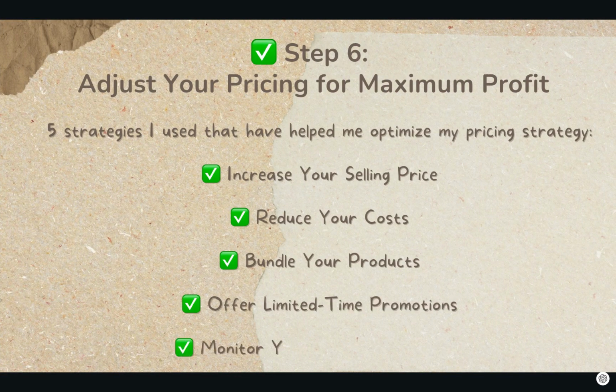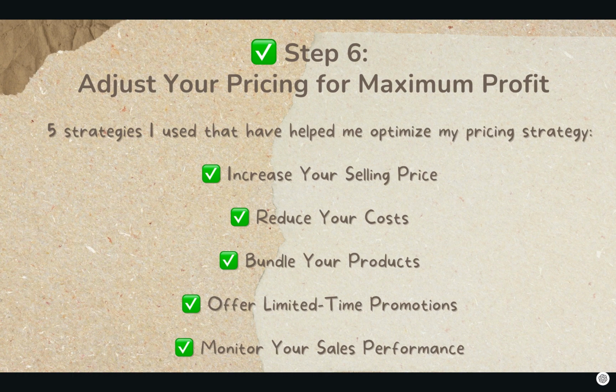And step 6 is to adjust your pricing for maximum profit. And this is where we talk about my favorite 5 strategies that I use that help me to optimize my pricing strategy. First of all, increase your sales price. If your contribution margin is low, consider increasing your selling price to boost your profit. Don't be afraid to charge what your digital files are really worth.